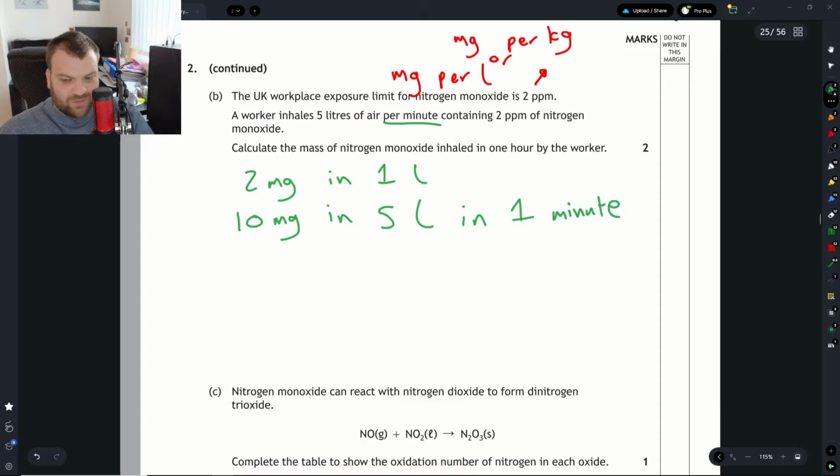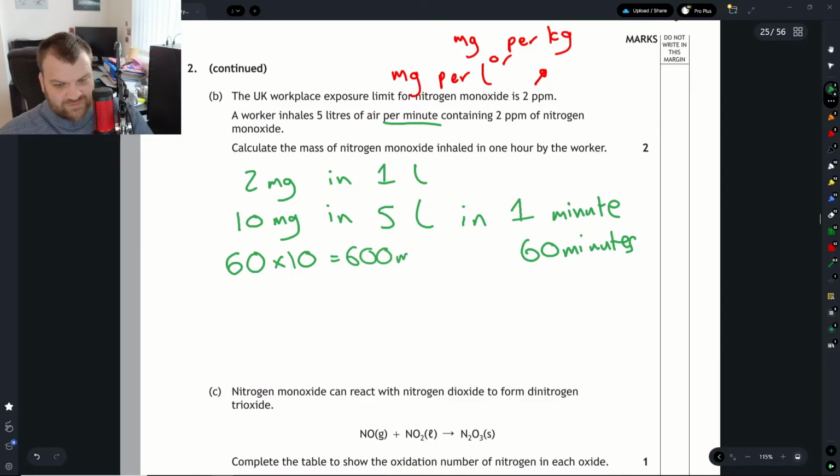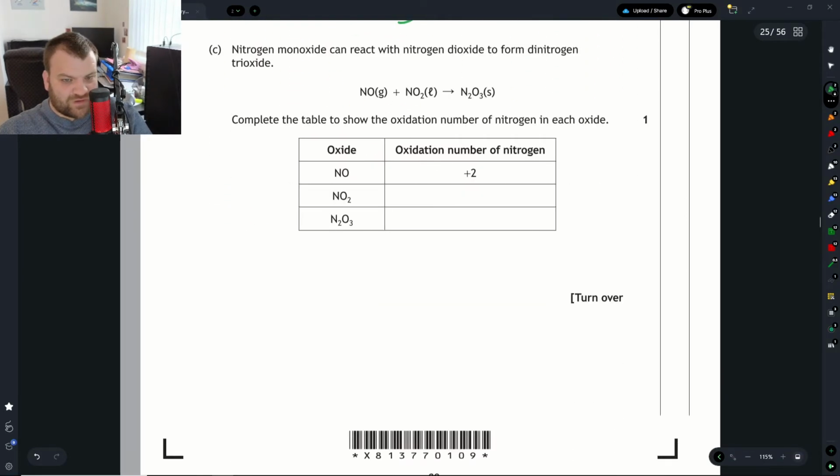We're asked about an hour, which is 60 minutes. Therefore, we would have 60 times as much, which would give you 600 milligrams. You could change it into grams, and if you did that, it would be 0.6 grams. For this question, we need to be aware the oxygen is in group 6.